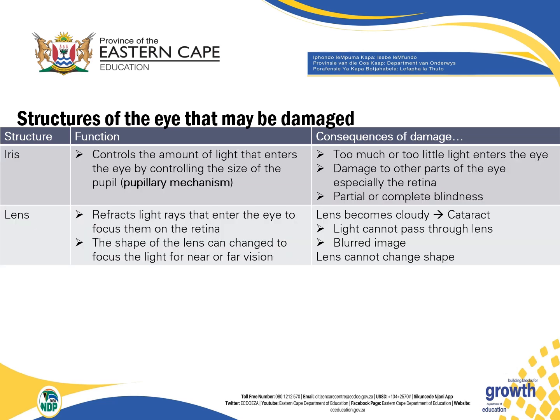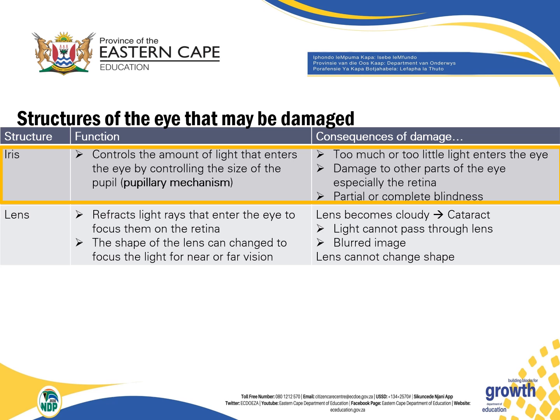The next part of the eye that the light travels through is the iris. Now, the iris controls the amount of light that enters the eye by controlling the size of the pupil, and this is done through the pupillary mechanism. So as the iris contracts and relaxes its muscles, it will change the size of the pupil. If the iris is damaged, it means that too much or too little light will enter into the eye.